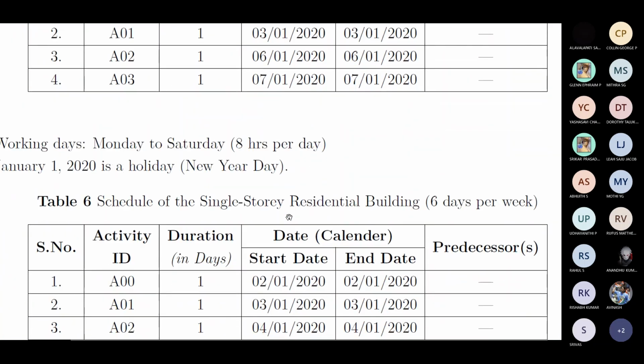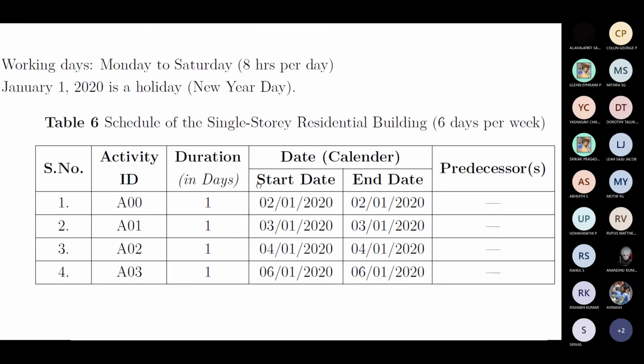But if you take a look at 6 days per week, this A00 is Thursday, then Friday, and since Saturday is working, A02, which is the site marking, is on the 4th, which is Saturday. Then Sunday is off, then we come back to this particular activity on Monday, right? So the overall duration remains the same, but the calendar dates vary. So this is a very important part of professional scheduling, right?